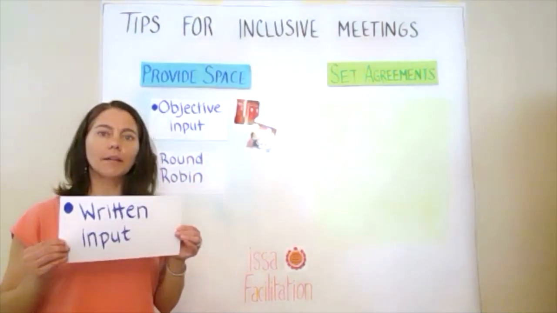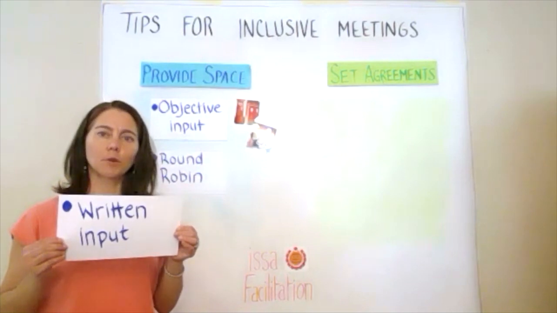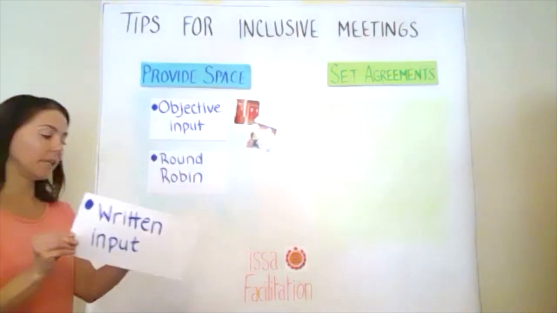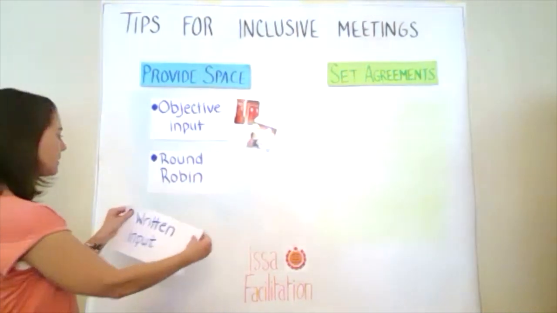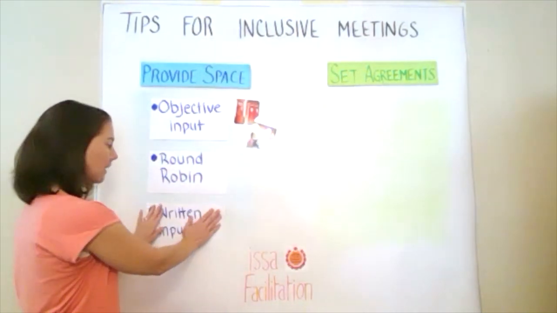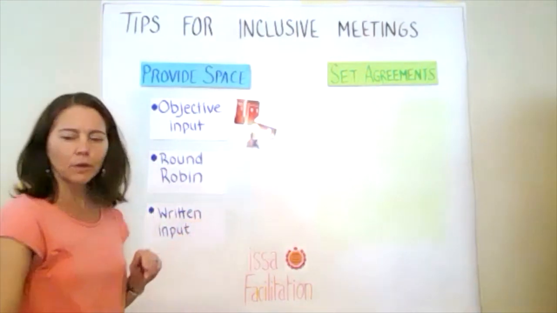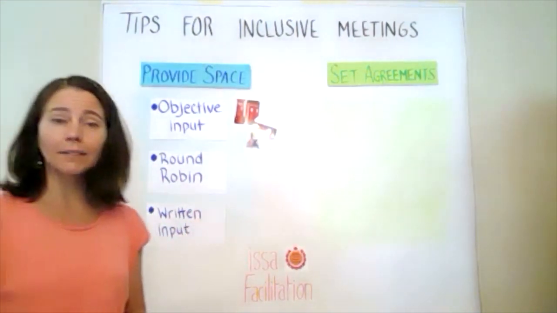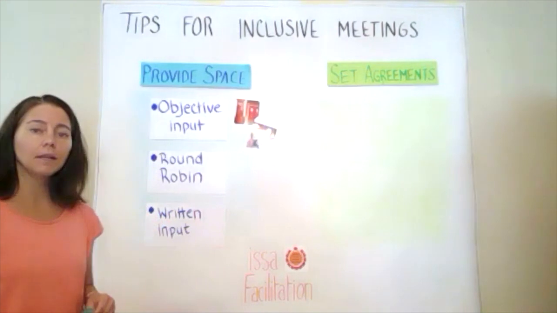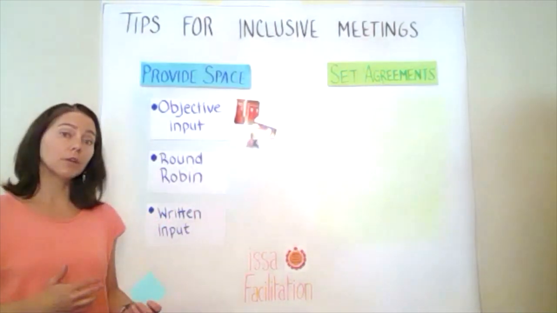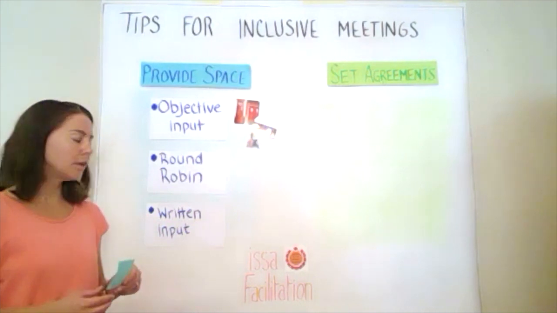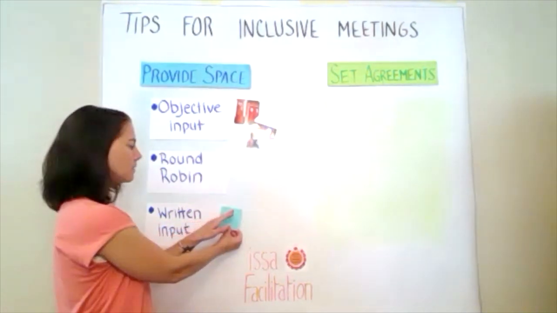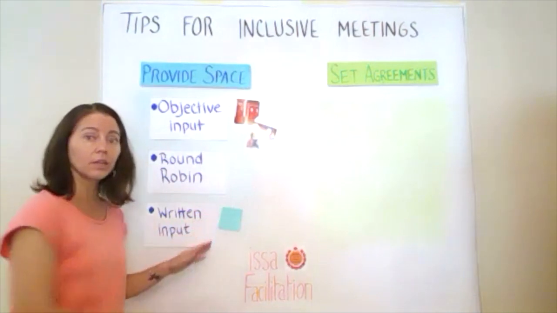The last way that you can provide space for people to have inclusive meetings is allow them to provide written input. This is a technique that we often use as facilitators. There may be folks in the room who prefer not to speak aloud in a group setting, or feel shy about it, or if you're in an online setting, maybe they have difficulty with their microphone or something like that. So you can provide them ways to give their input in a written form.